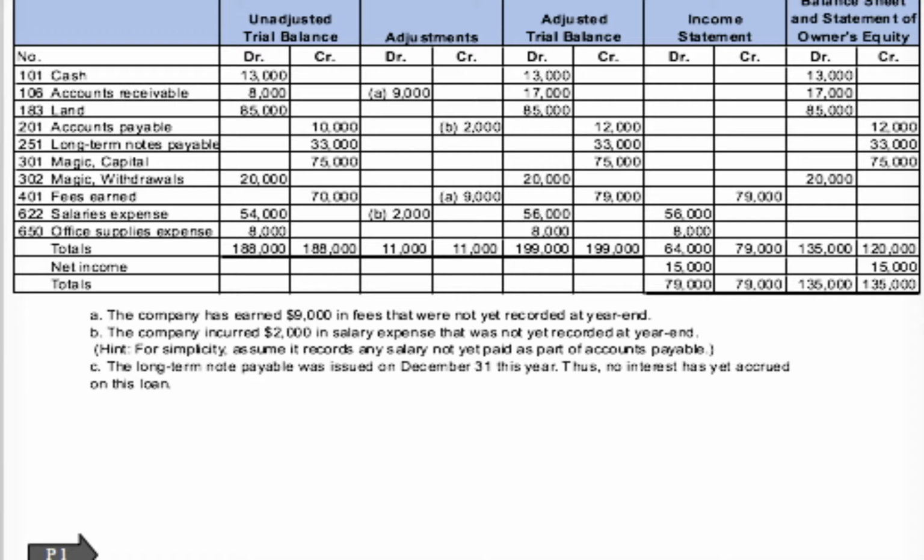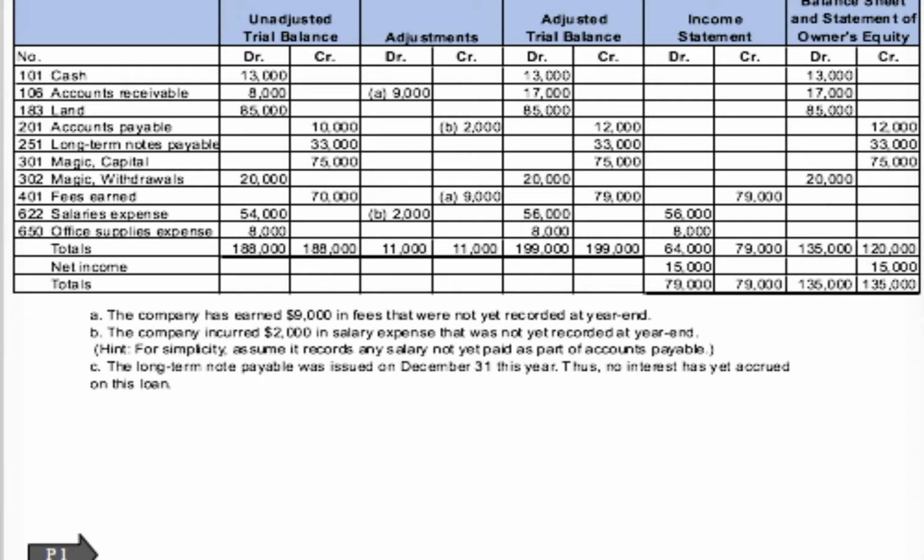Liabilities also appear on the balance sheet. So we transfer the adjusted balances in our liability accounts to the balance sheet columns. Magic's capital balance appears on the statement of owner's equity, as does the amount of Magic withdrawals. Fees earned should be a revenue account, so that goes on the income statement. Expenses as well go on the income statement.